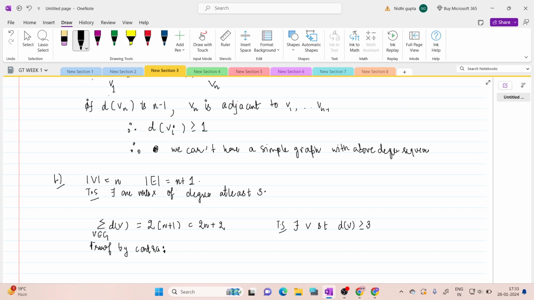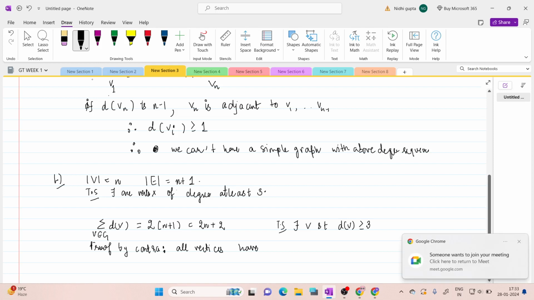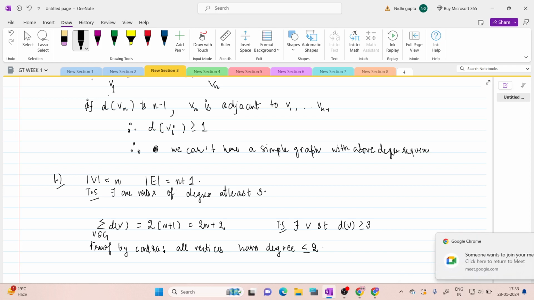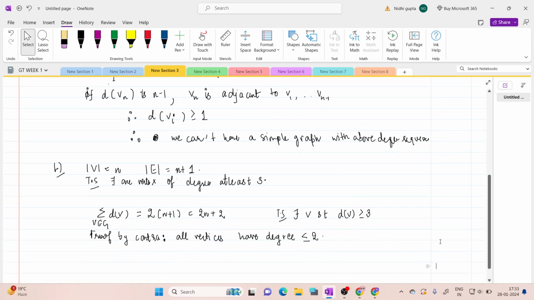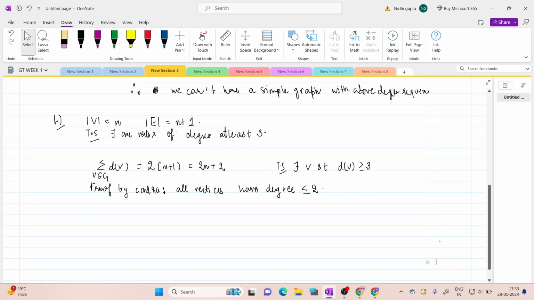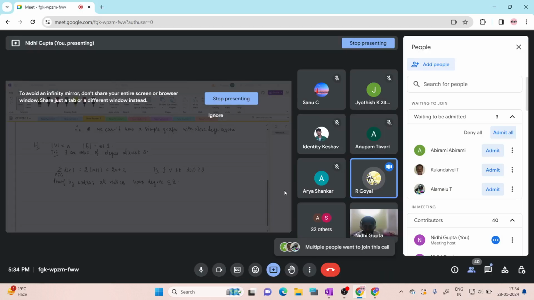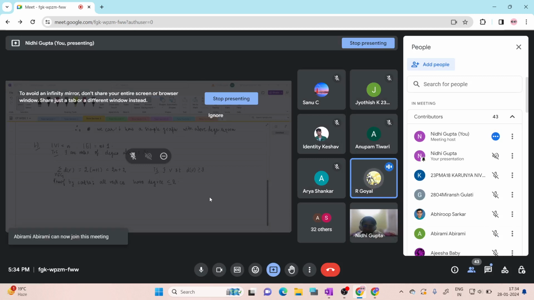Assume on the contrary that all vertices have degree strictly less than 3, or less than or equal to 2. Now can you see the contradiction? Yes. If the degree of every vertex is less than or equal to 2, then at the most we can have the sum on the left-hand side as 2n, right? Which is clearly smaller than 2 of n plus 1. So definitely one vertex has a degree higher than 2.